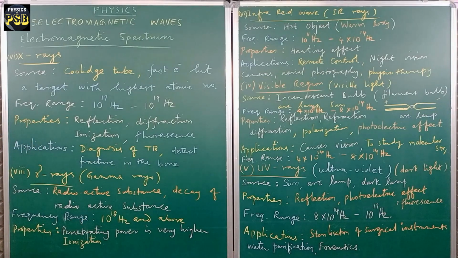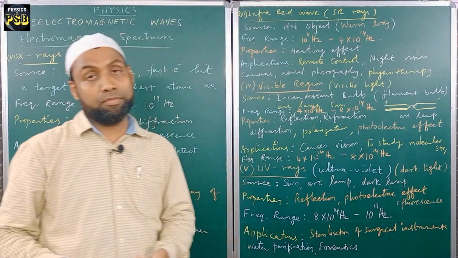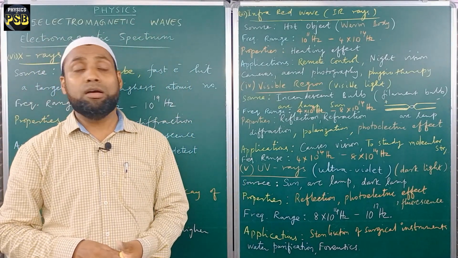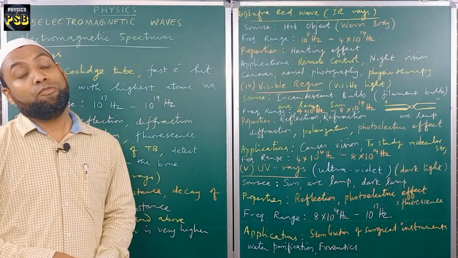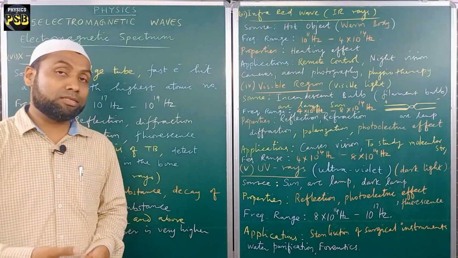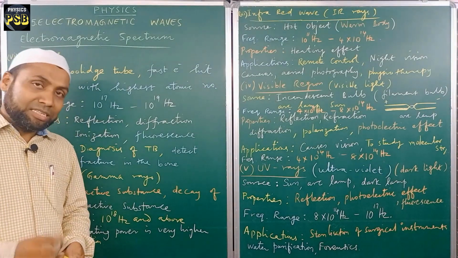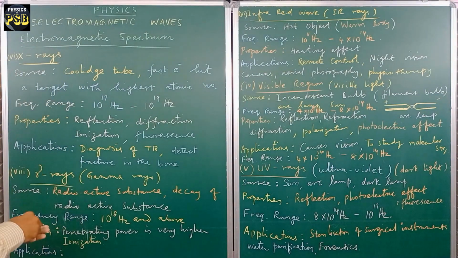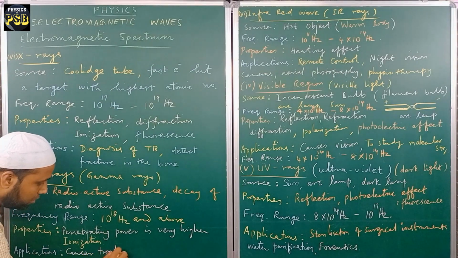Okay. Now the last one is the applications of gamma rays. I told you gamma rays are harmful to human beings. It causes cancer. When someone is exposed to gamma rays for a long time, he has the possibility of getting cancer. But in a similar way, cancer is treated using gamma rays. It is used in cancer treatment.